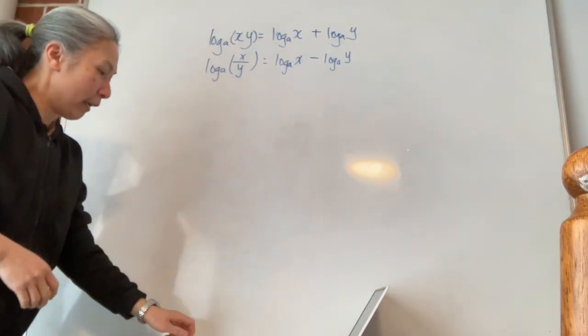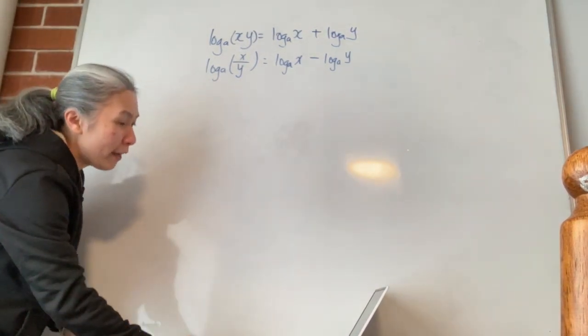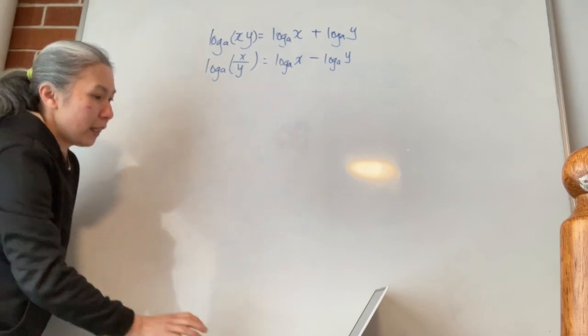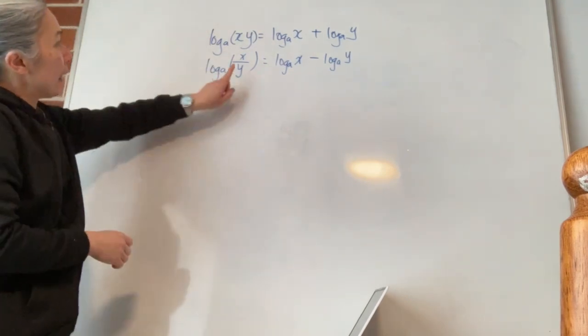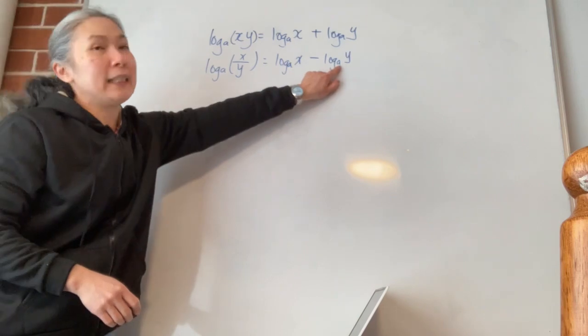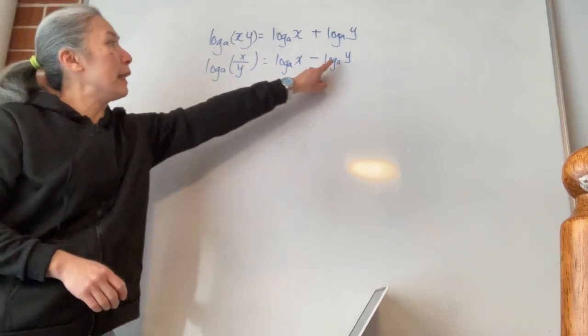And now, if we look at the very first questions, log 10 of... in here, you must have the same base. You cannot have one with 2 and the other with 5.